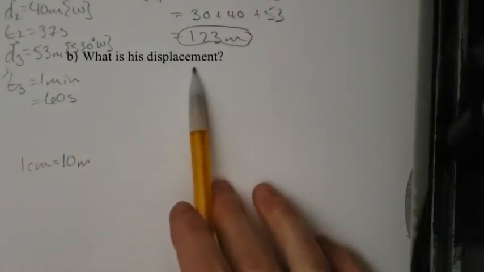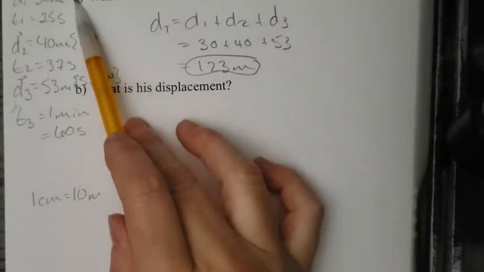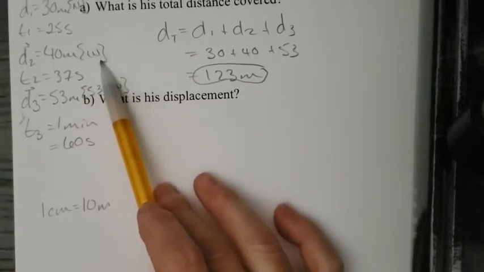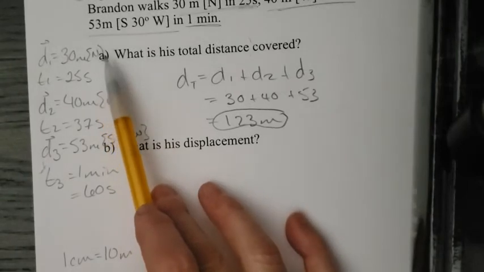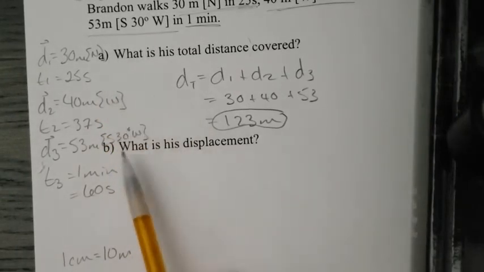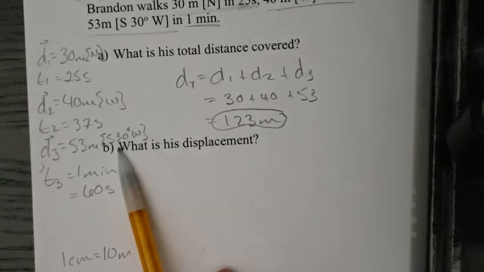All right. In B part, it says, what is his displacement? So what we're going to do now, because the directions aren't just as simple as north-south, where you can use a minus sign, or west-east, where you can just switch one to negative. When they're pointing in physically different ways, like one's going north, one's going west, one's going off on an angle, you have to draw it to scale. So let's draw these vectors.